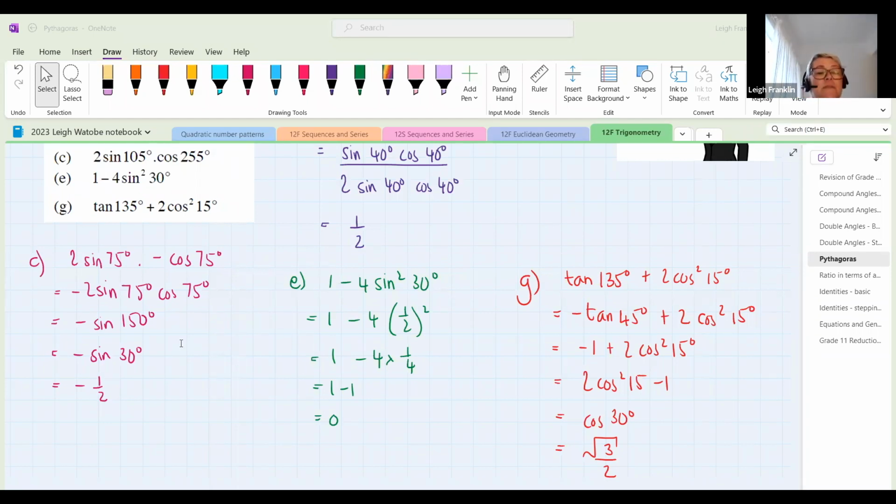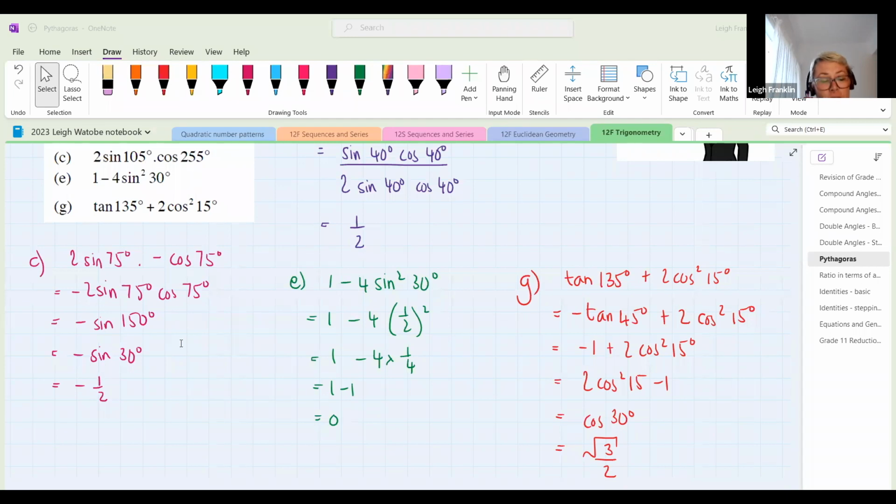So 255 is the third quadrant. So it would reduce to 2 times negative cos 75. And then I just brought the negative to the front because when you multiply a positive with a negative, it's negative. And then I just wrote it in the order of the identity. So negative 2 sine 75 cos 75.